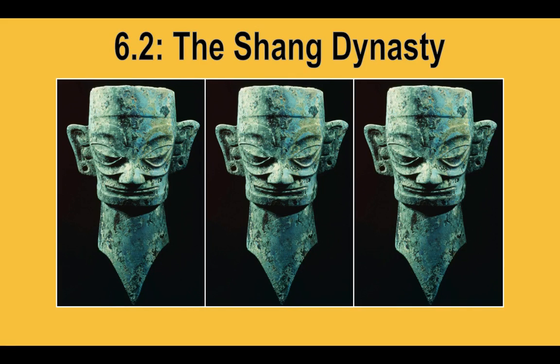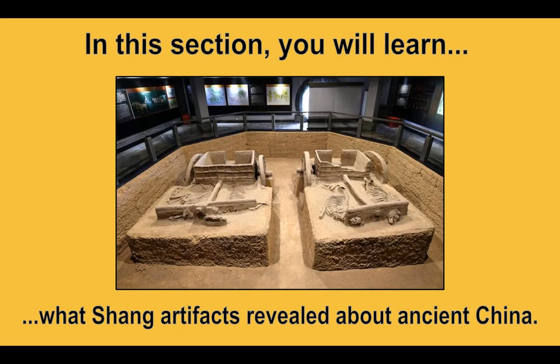This is Unit 6, Lesson 2 on the Shang Dynasty. So here we have some of the masks that people in the Shang clan would have worn. Kind of weird looking. So in this section, you will learn what Shang artifacts revealed about ancient China.